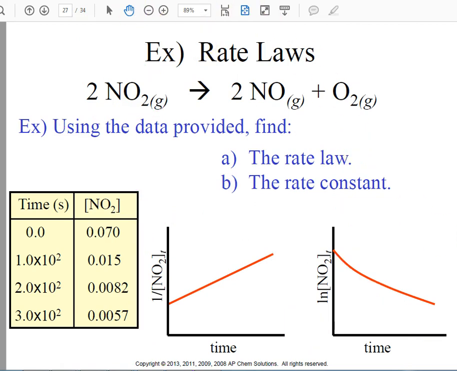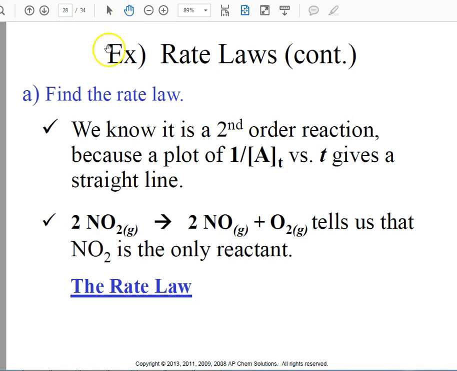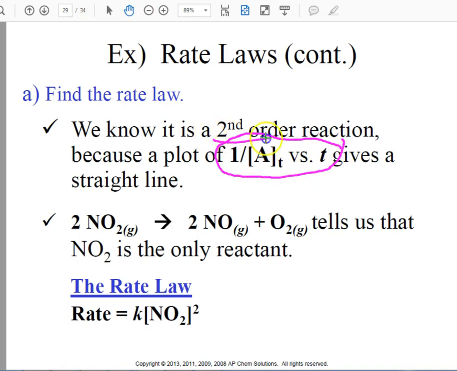So, to write the rate law will be simple. Rate equals K, my reactant concentration raised to its order. And from the plot, I know that because the inverse plot gave me a straight line, it's second order, and this is the only reactant, so it goes there in my rate law. Don't forget to include K when you write the rate law.